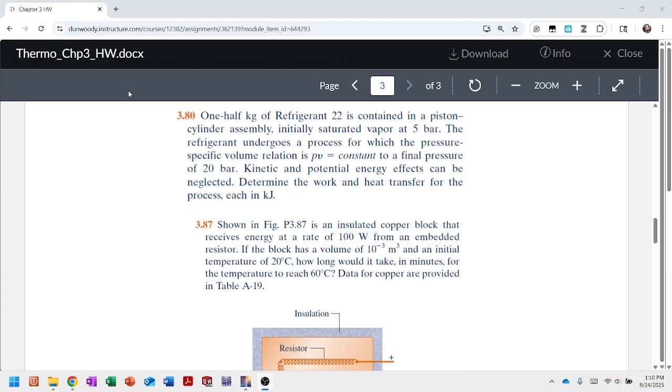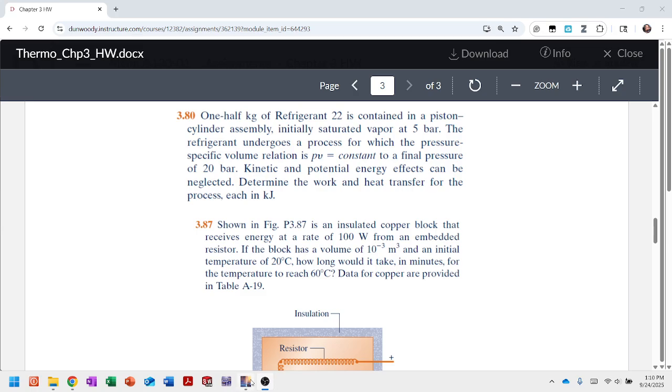So we have some refrigerant R22 in a piston cylinder assembly. We start out at saturated vapor at 5 bar, then we go through a polytropic process with PV as a constant up to 20 bar, and we're asked to find the work and heat transfer, and we're told that the kinetic and potential energy effects can be neglected.